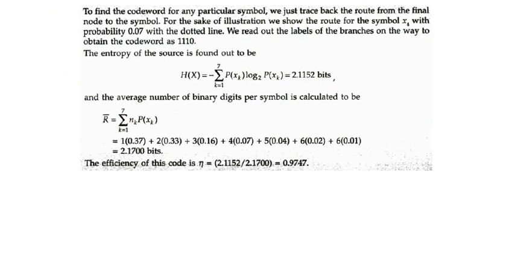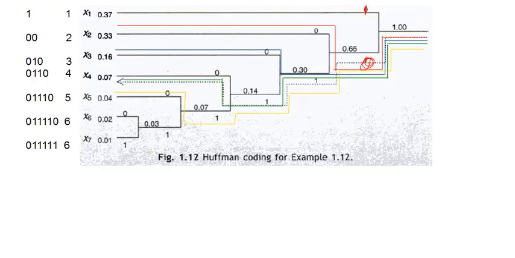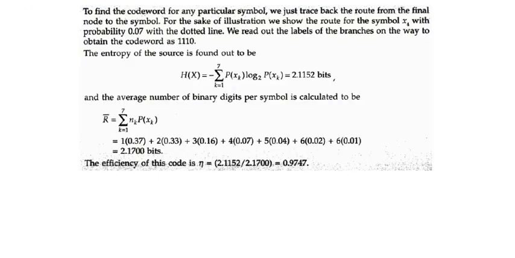Okay. So, the efficiency of this code is H of x by R bar. So, 2.1152 divided by 2.1700, that is nothing but 0.9747 or 97.47 percentage. Okay. This is how we calculate code words for all symbols using Huffman coding. We will see a few more examples.